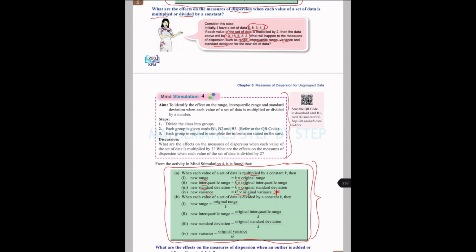Okay, then when each value of a set of data is divided by a constant k, then the new range is the original range divided by k. New interquartile range will be original interquartile range divided by k. New standard deviation will be original standard deviation divided by k. New variance will be original variance divided by k squared. So again, please take note.